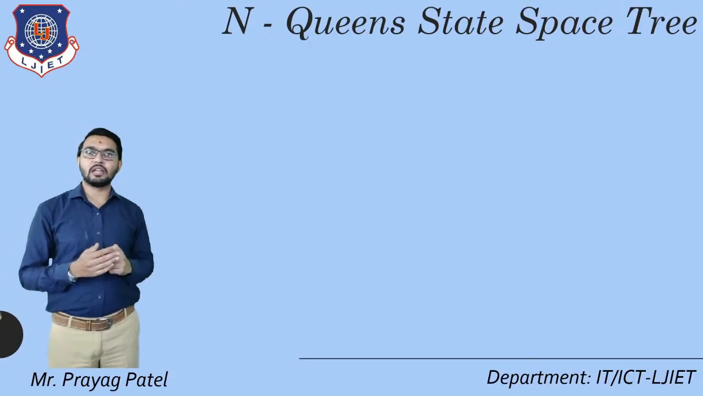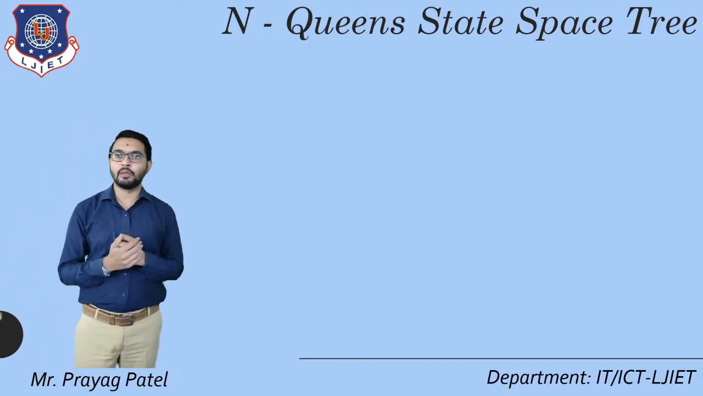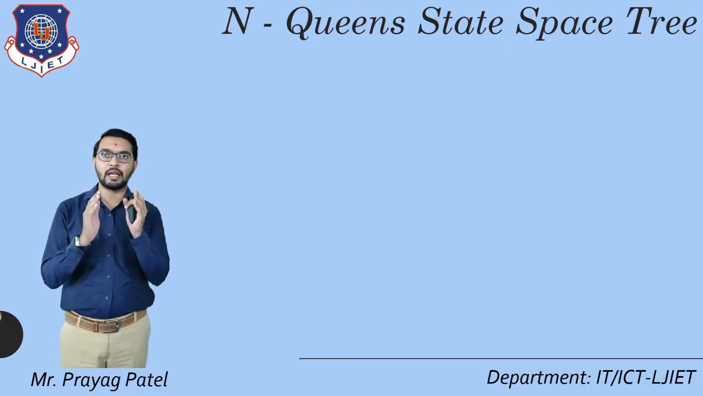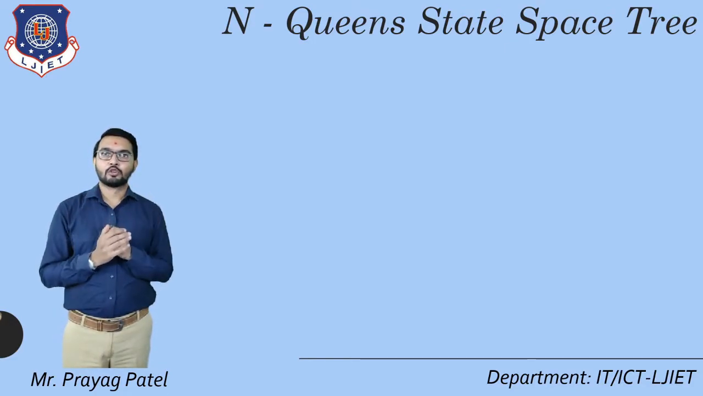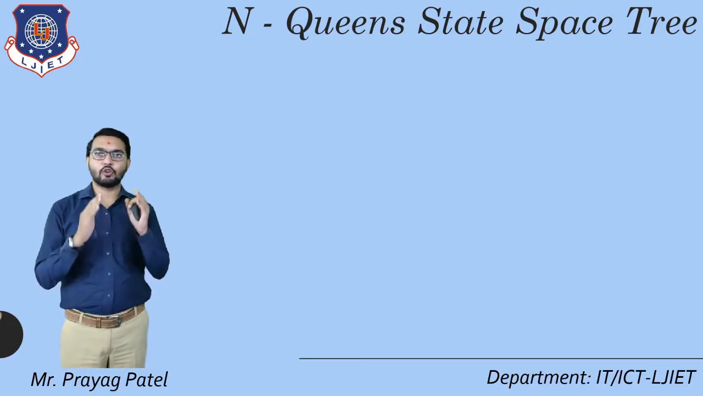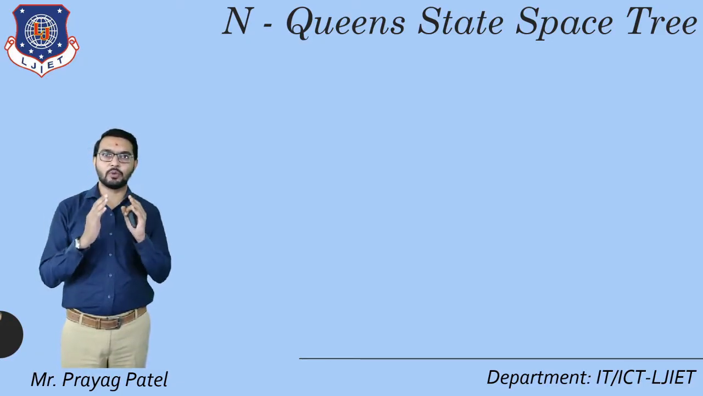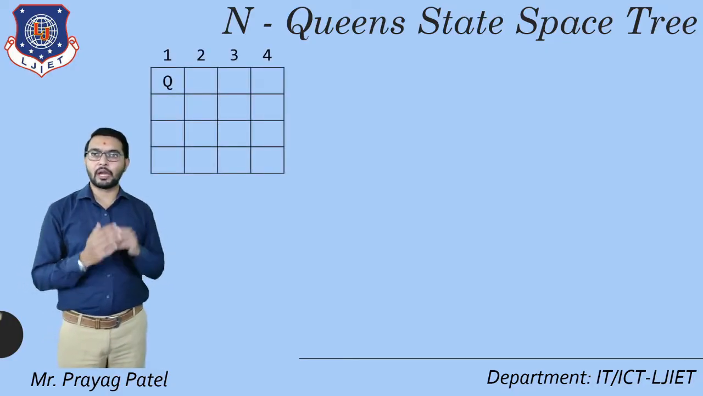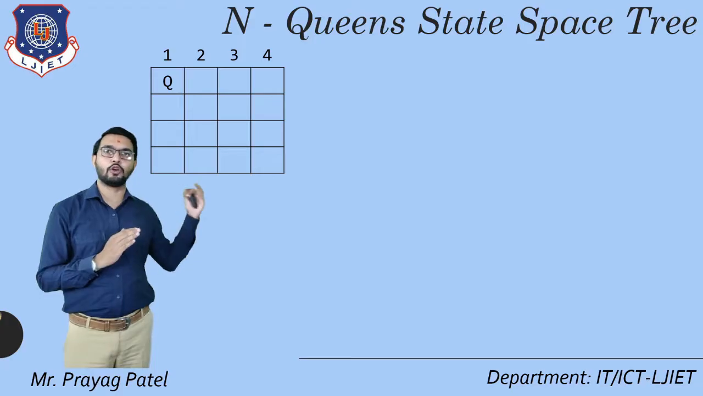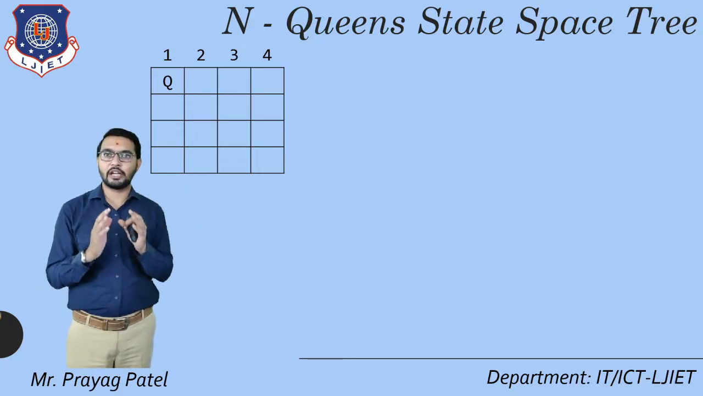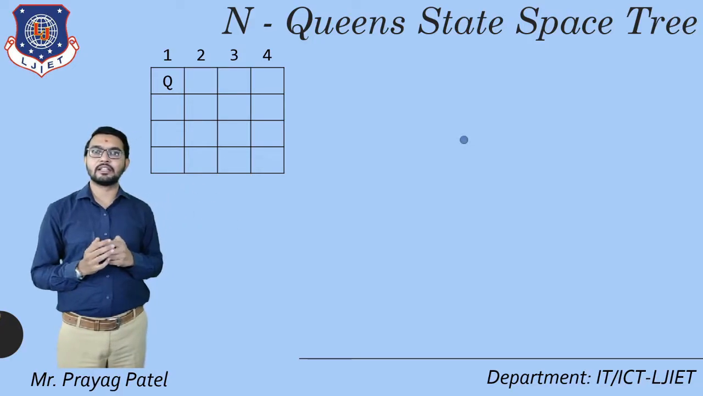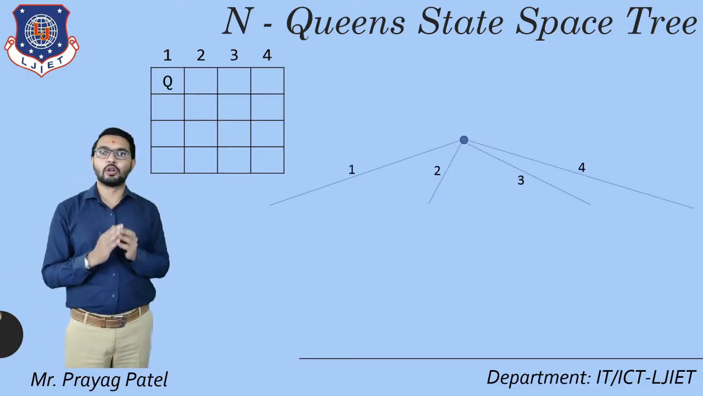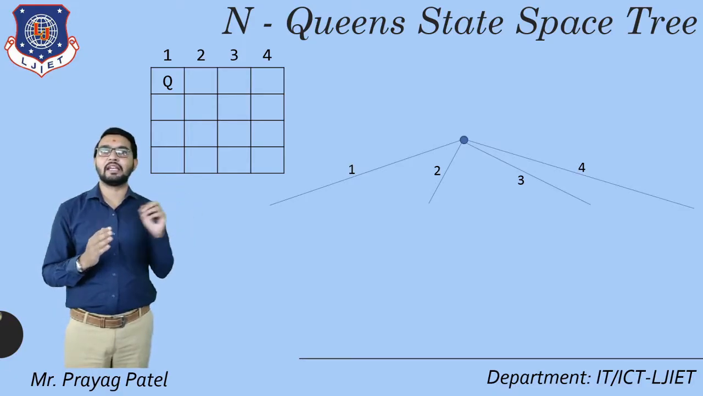Now consider the n queen state space tree. For the backtracking problem, you can represent your problem or solution in a state space tree. Here the state space tree means all the possible solutions of your problem. So consider the 4 queen problem, and if you want to design or draw the state space tree, then initially consider one node as a root node. Now from this root node there are 4 possible ways.